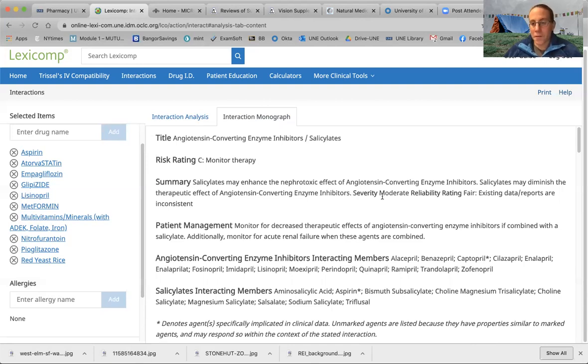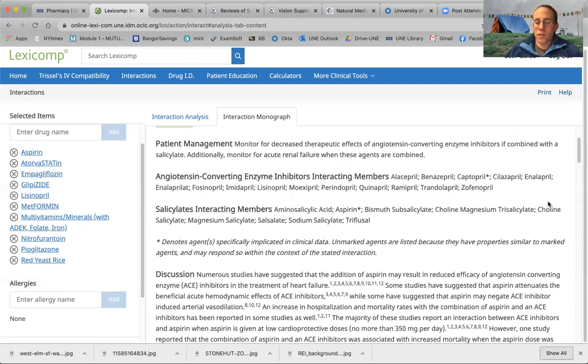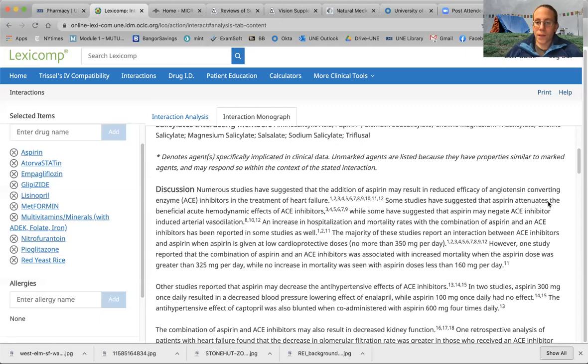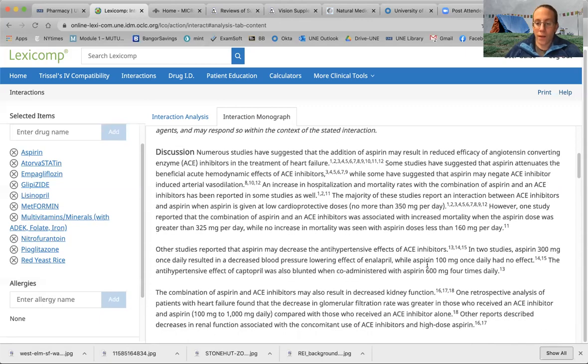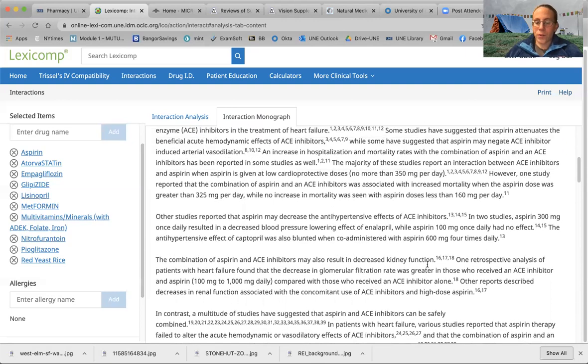So it's a moderate. This is not severe, it's not like severity high. It's a possibility, and the reliability rating is fair. And there are some case reports, or the data is inconsistent. So this is more like, I won't say it's theoretical because we have studies here, but it's really just talking about the potential for aspirin and ACE inhibitors to decrease kidney function and the potential for aspirin to have antihypertensive effects.